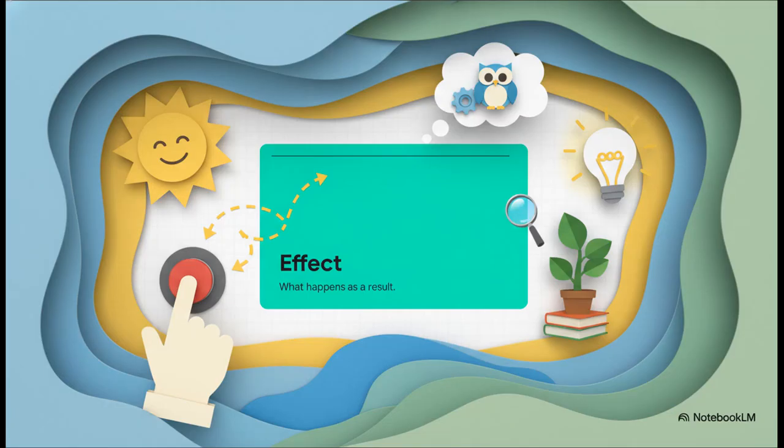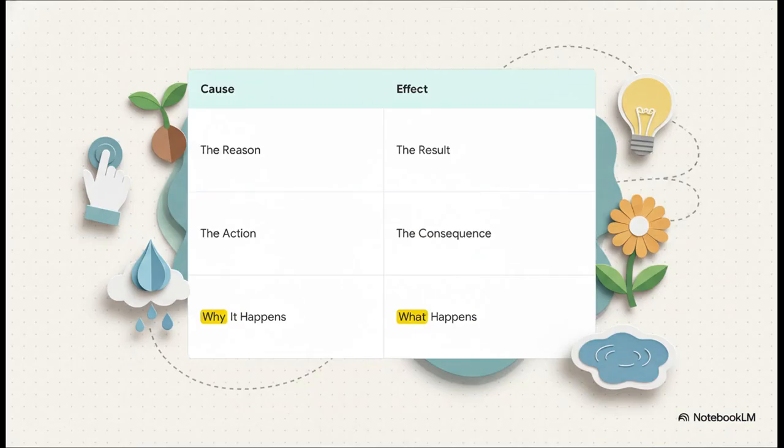And you guessed it, if the cause is the why, then the effect is the what. It's the thing that happens because of the cause. It's the result, the outcome. It's the next domino to fall. So let's look at it side by side. It couldn't be clearer, right? Cause is the reason, effect is the result. Cause is the action, effect is the consequence. It's the why it happens and the what happens. They're a package deal. You just can't have one without the other.